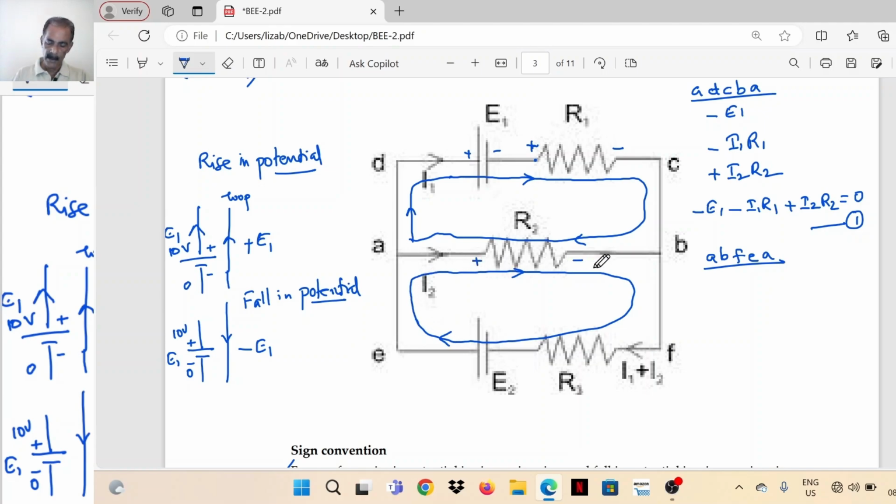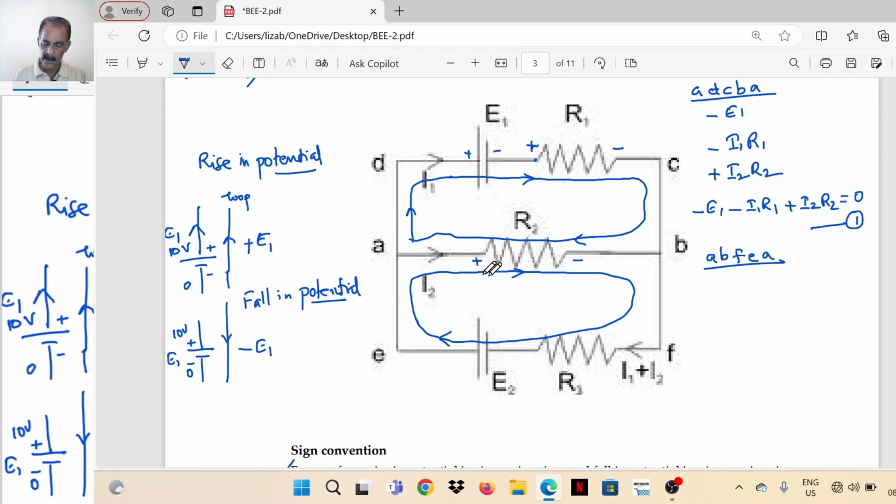So it's also in the clockwise direction. Now I'll mark what are the IR drops in this loop. The IR drops are, one is I2 R2. So I2 R2 polarity: current is from A to B. That is, I2 is from A to B. The loop is also from A to B.